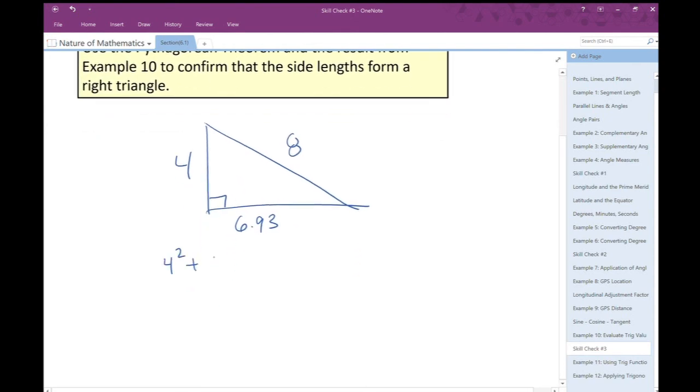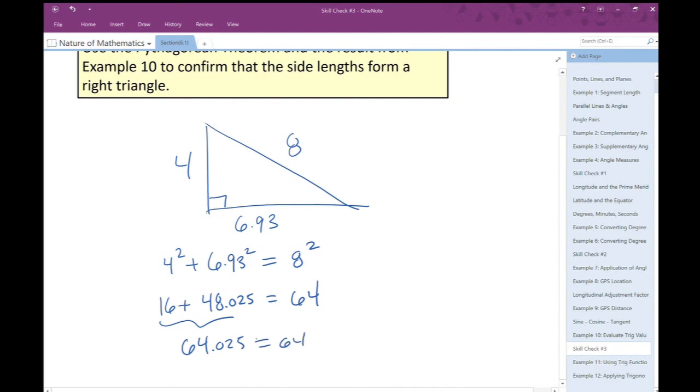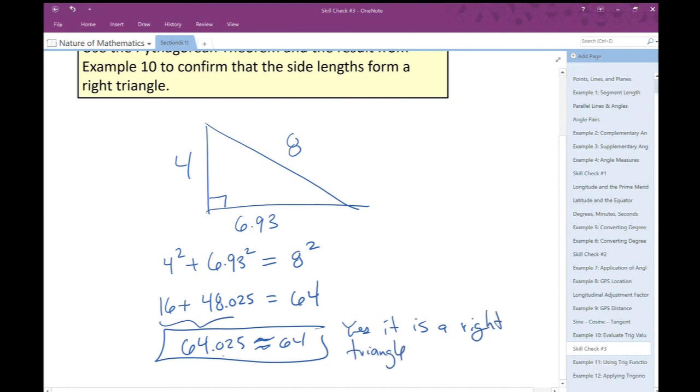So 4 squared plus 6.93 squared has to be equal to 8 squared. That's 16 plus 6.93 raised to the second power, 48.025, equals 64. And this gives us 64.025 equals 64. So it is approximately equal, and we would say that yes, it is a right triangle. The measurements are close enough that we would say that is close enough to be a right triangle.